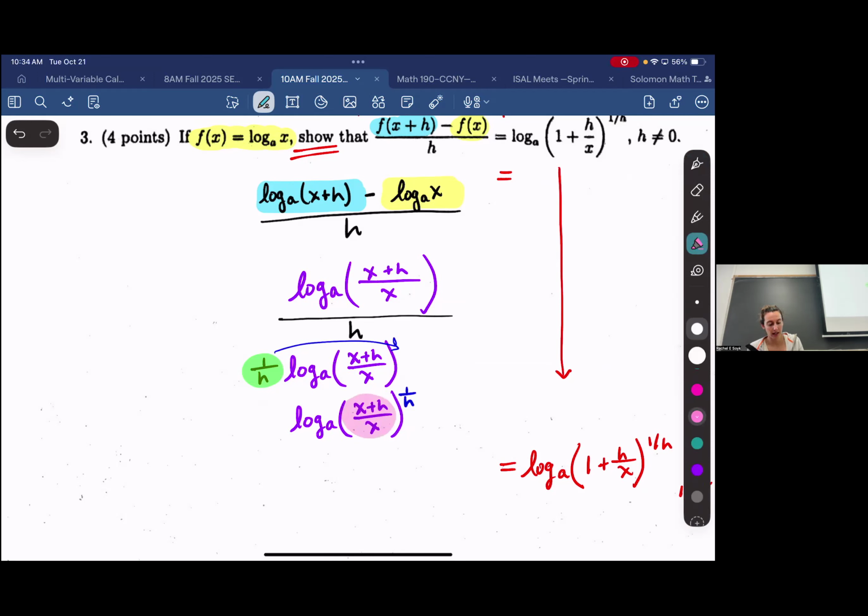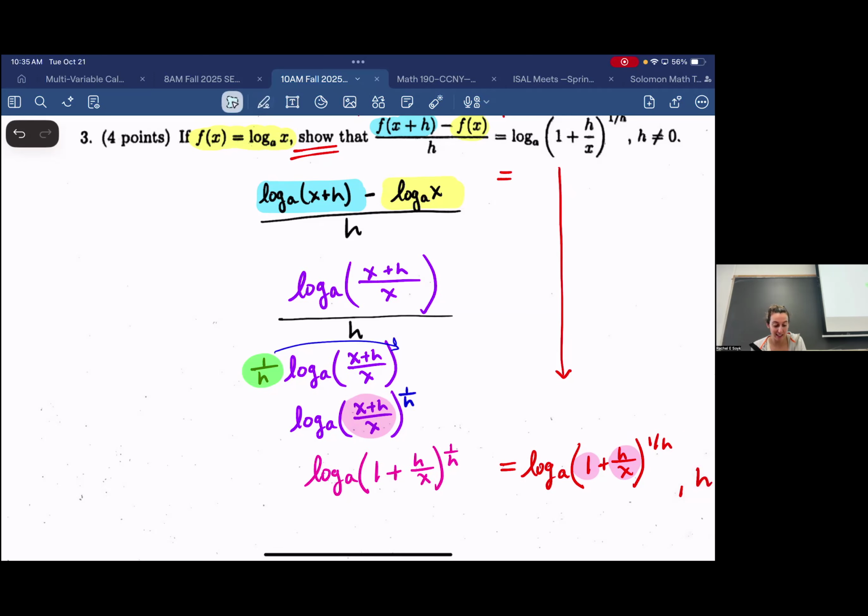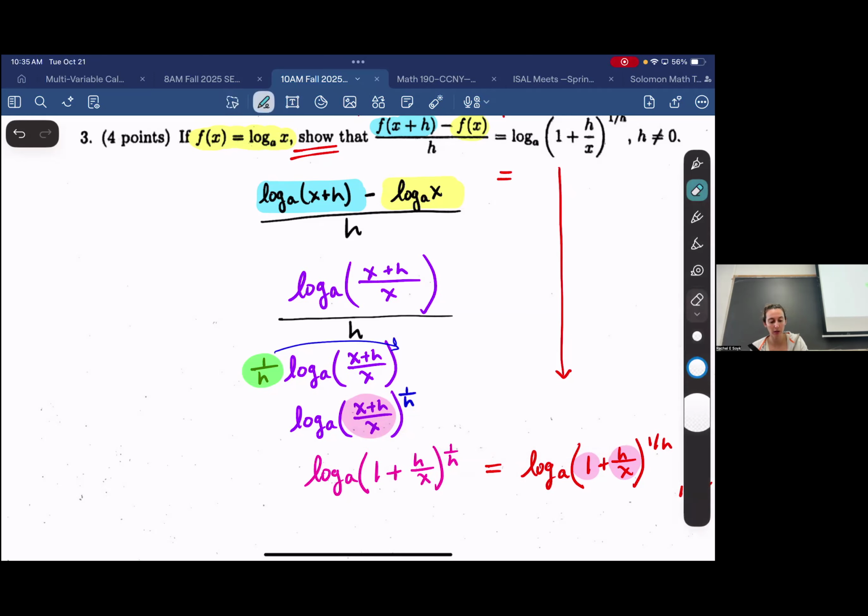We want to separate that into our two separate fractions. And so x over x is just 1. And then h over x is the same as, exactly. So we finally arrive at log base a of 1 plus h over x raised to the 1 over h. And is that indeed equal to that right-hand side? Yes. So we've completed the proof and thus completed the problem.